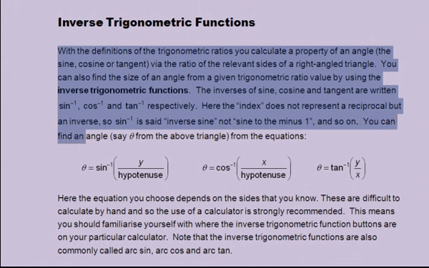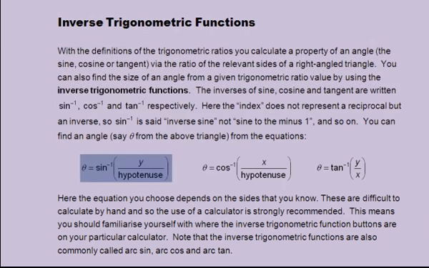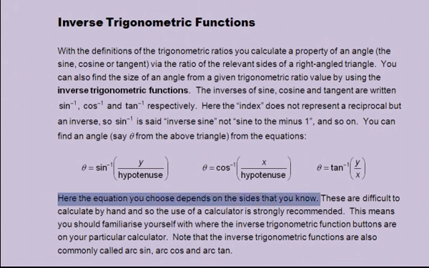You can find an angle, say theta from the above triangle, from the equations theta equals the inverse sine of y divided by the hypotenuse, or theta equals the inverse cosine of x divided by the hypotenuse, or theta equals the inverse tan of y divided by x. Here, the equation you choose depends on the sides that you know.